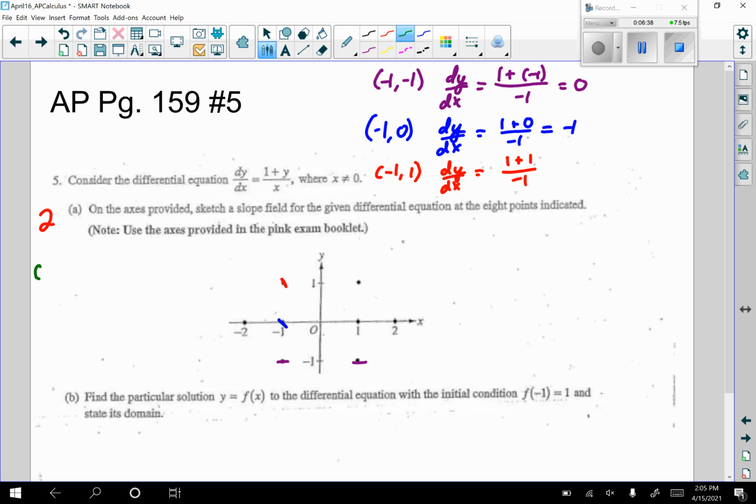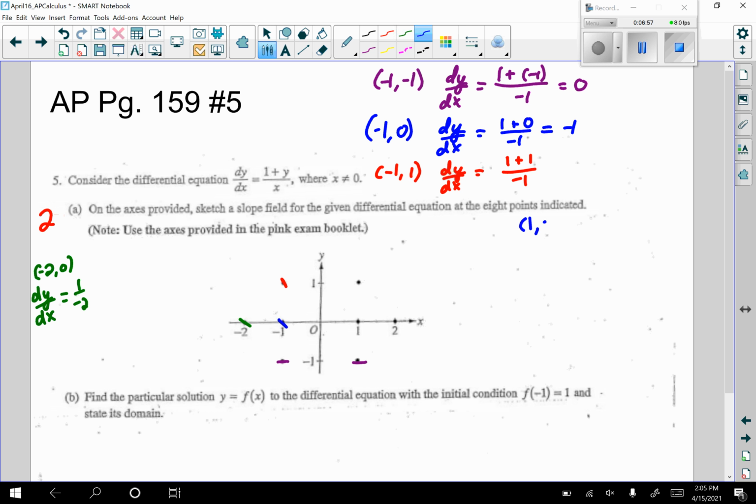And then let's go over to (-2, 0). That's just going to give us 1 over -2, so -1/2. Again, as long as they look close enough. Let's try this on the other side.